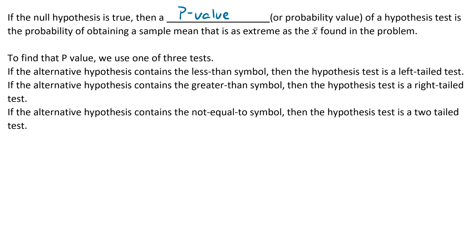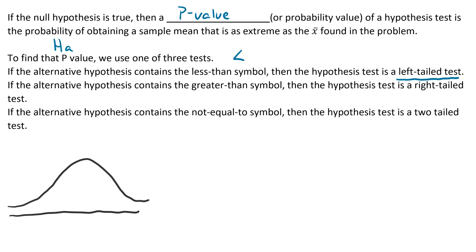If the alternative hypothesis, which remember that's just h sub a, contains the less than symbol, then the hypothesis test is a left-tailed test. So what that means is if we have our normal distribution right here, and say right here is our sample mean, then this area off to the left, that's our p-value. All right, that's a left-tailed test.